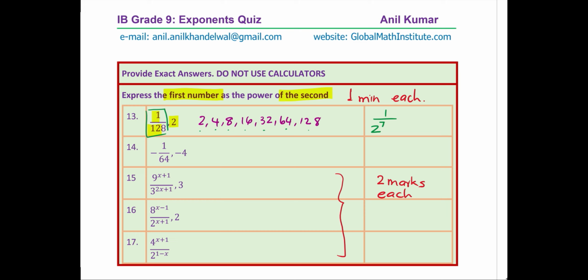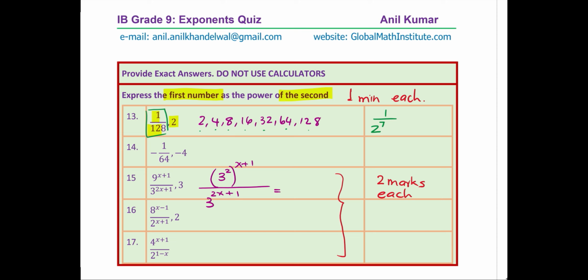Now, let us look into question number 15. We have 9 to the power of x plus 1 divided by 3 to the power of 2x plus 1. We have to write them as powers of 3. You know 9 is 3 squared. That should help you to answer the question, right? So we can write this as what? The numerator can be written as 3 to the power of 2 for 9, right? And we have x plus 1 here. And in the denominator, we have 3 to the power of 2x plus 1.